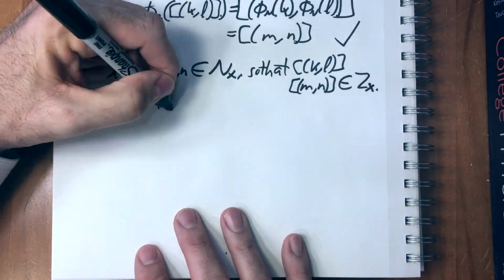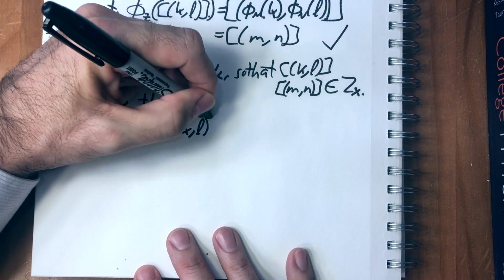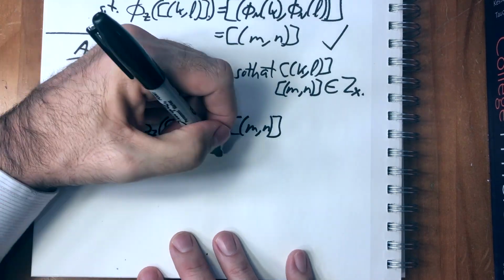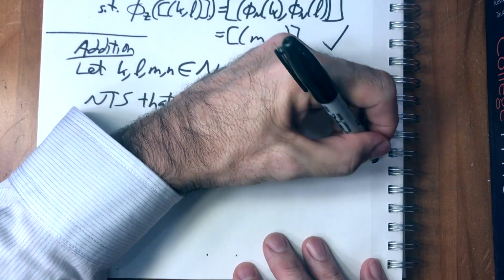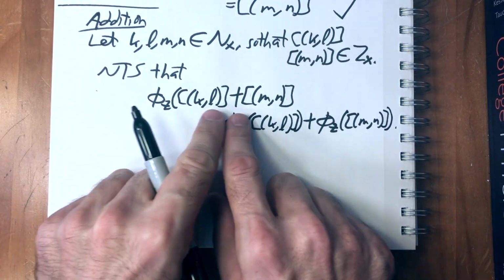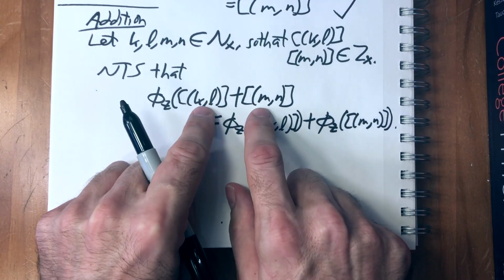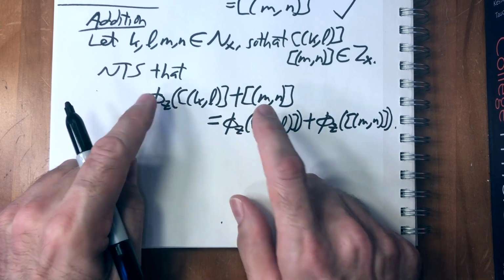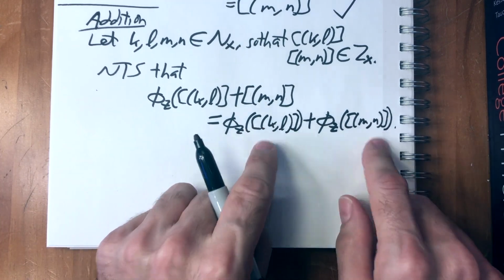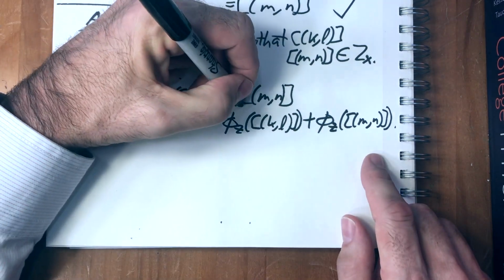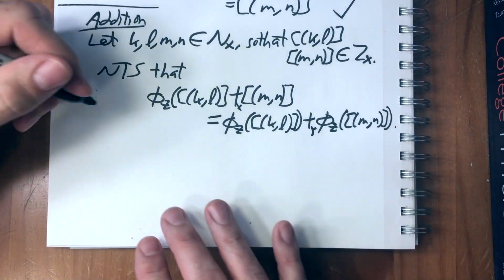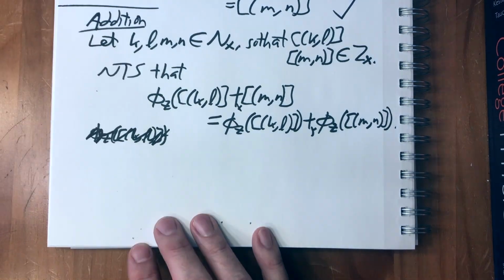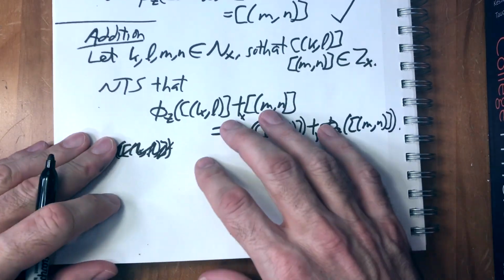We need to show that phi of (k, l) plus (m, n) equals phi of the first plus phi of the second. Okay, so this is the same thing we did before. We have to show that if you add them in x and then apply the map, you can also apply the map first and then add them together. So this is in x, that's in y. Okay, let's switch to the next page.